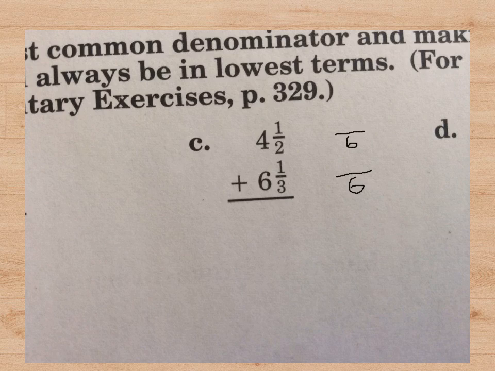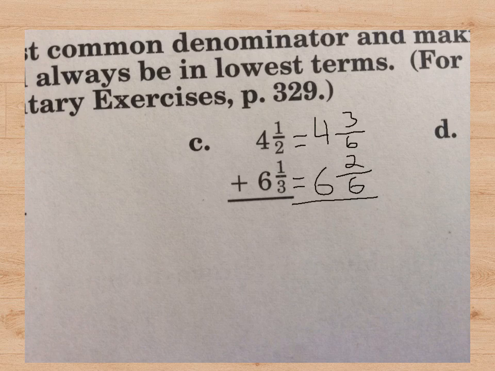So I'm going to now bring my whole numbers over, 4 and 6. And I got to figure out 2 times what equals the 6. 2 times 3 is 6. So I now need to do the top number times 3 as well. And 1 times 3 is 3. Now let's look at the bottom. 3 times what is 6? 3 times 2 is 6. So I need to do 1 times 2. That gives us 2.